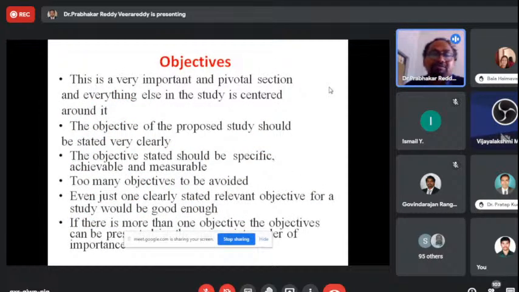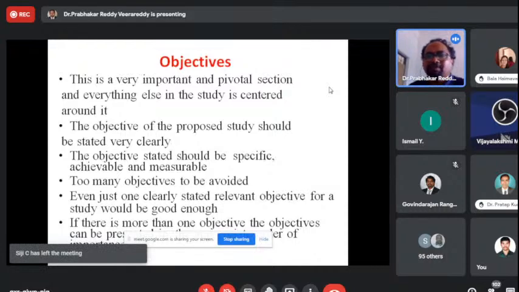So objective, how is that? This is a very important and pivotal section, and everything else in the study is centered around it. The objective of the proposed study should be stated very clearly. The objective stated should be specific, achievable and measurable.